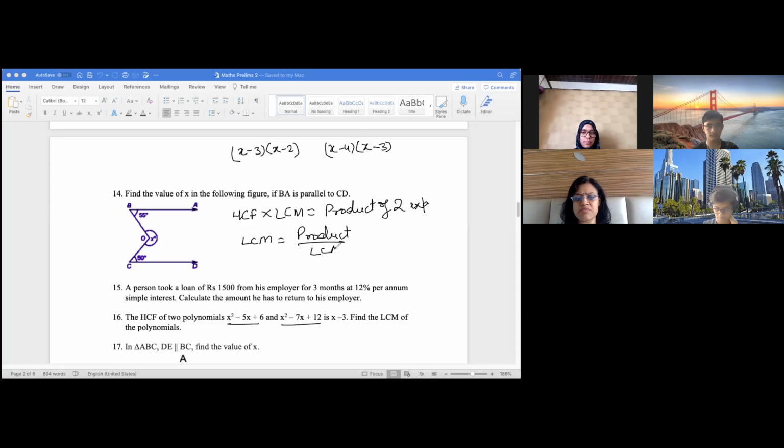So LCM is equal to product divided by HCF. So what is product? ये दोनों का multiplication और divided by HCF. LCM तो निकालना ही है, divided by HCF. So HCF is given x minus 3. x minus 3 हो गया, एक से एक cancel हो गया.